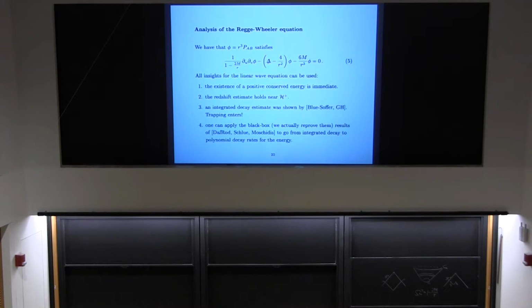Actually, an integrated decay estimate was already shown for the Regge-Wheeler equation in work of Blue, Soffer and myself, and this is precisely where the geometric phenomenon of trapping enters. So once you have these two estimates, the energy estimate and the integrated decay estimate, you're essentially home. You can use the black box results of Dafermos, Rodnianski, Volker Schlue, and Moschidis to get any polynomial decay statement that you would like, pointwise statements, and so on and so forth.